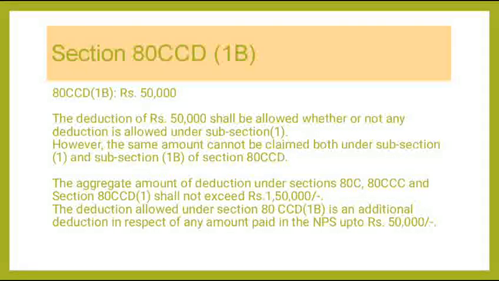That means if a person who is contributing to various schemes, LIC premia, loans and debentures, is allowed a deduction of rupees 1,50,000 under section 80C, he can use his NPS deductions under subsection 1B of section 80CCD to gain a benefit of rupees 50,000. However, the same amount cannot be claimed both under subsection 1 and subsection 1B.